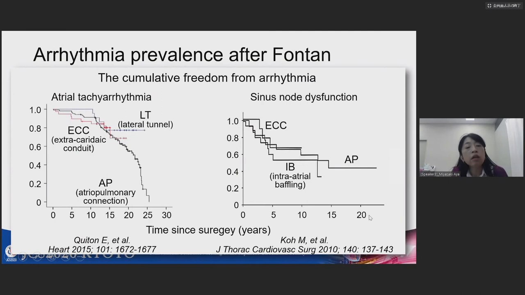So as you know, there is a significant increasing arrhythmia burden in patients with Fontan circulation. The left figure shows the cumulative freedom from atrial tachyarrhythmia, and the right figure shows those from sinus node dysfunction. Arrhythmia is regarded as an inevitable consequence in an AP Fontan. However, even in an extracardiac conduit and lateral tunnel, there remains a high incidence of arrhythmia.